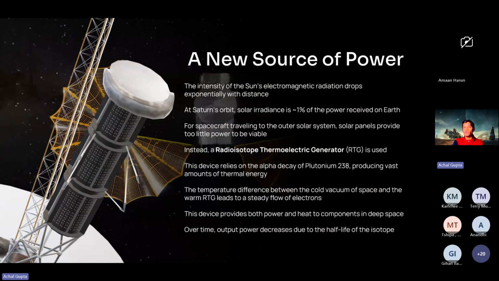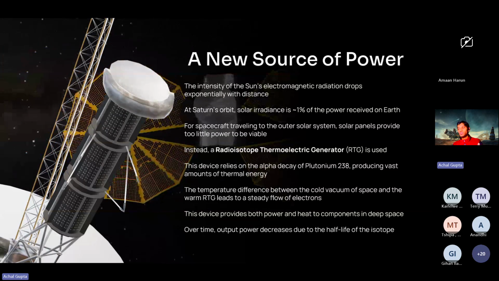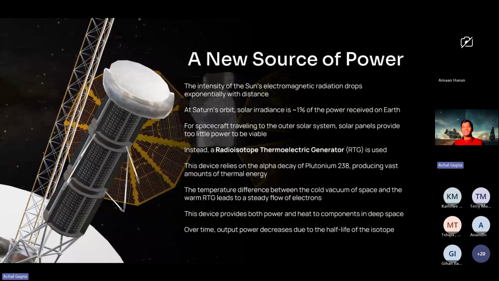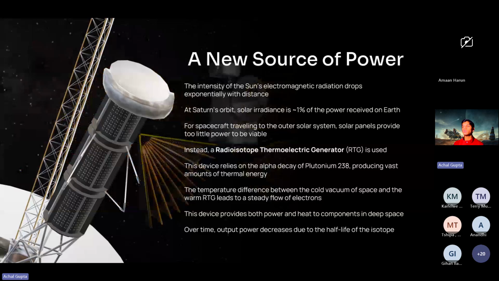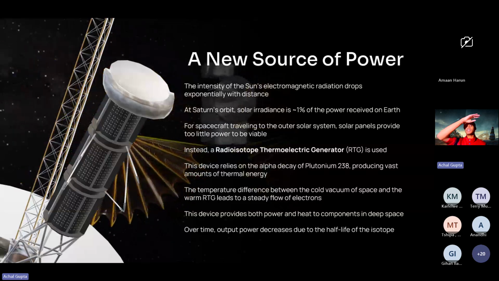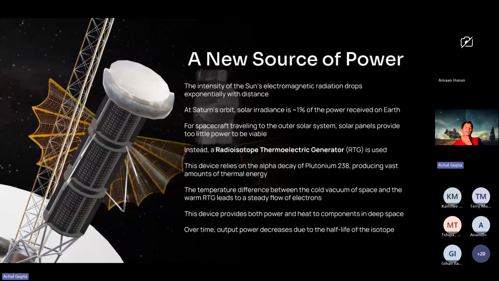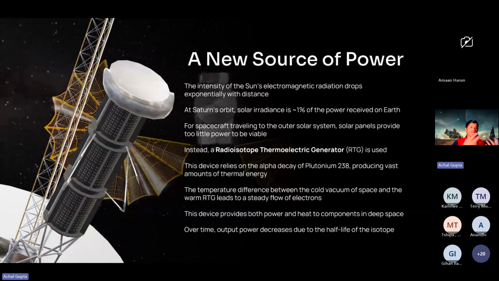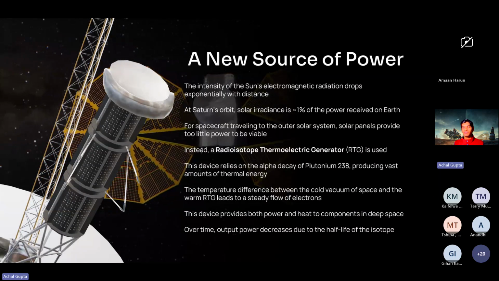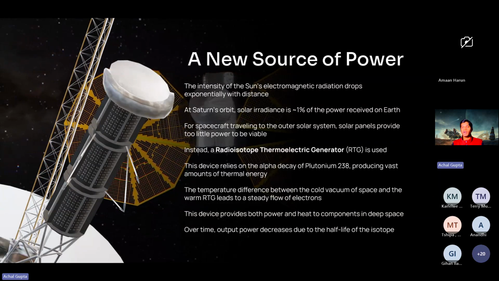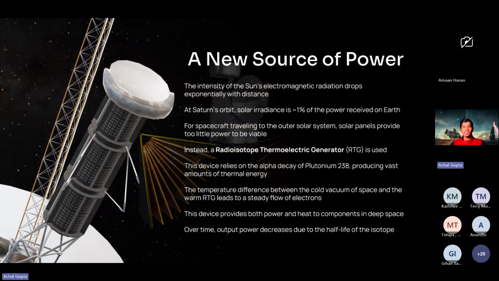It relies on the decay of plutonium-238, and that generates a lot of heat. And that thermal energy is compared against the cold vacuum of space, and that leads to a constant flow of electrons, which leads to a steady DC voltage. As is the case with nuclear fuel, it decays because it has a half-life, so that DC voltage slowly starts to decrease over the duration of the mission, and as a result, output power would decrease. So in later stages of the mission, you'd need to turn off a few instruments on your spacecraft to keep it running. But this is independent of the sun and independent of the distance you're traveling from the sun.